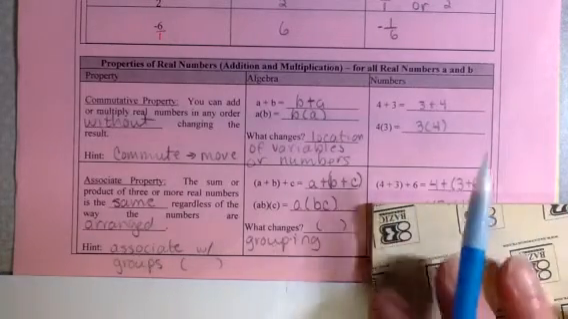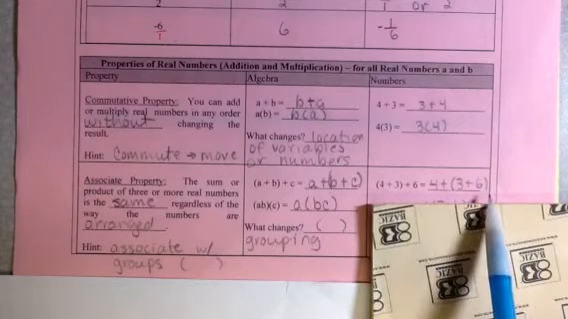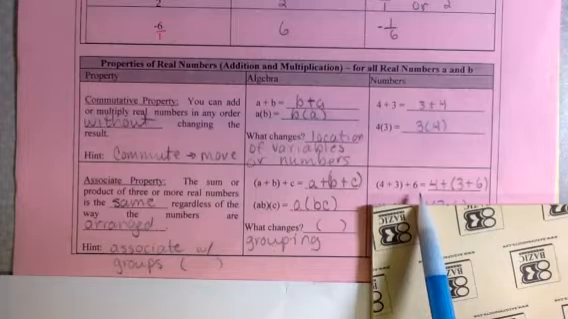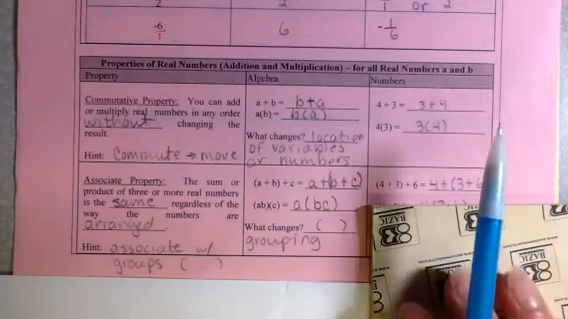4 plus 3 plus 6 is going to be, my numbers 4, 3, and 6 are in the same order. So here it would give me 7 plus 6, which is 13, and here it would give me 4 plus 9, which is also 13.